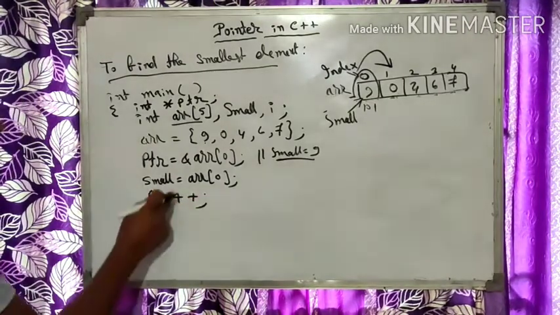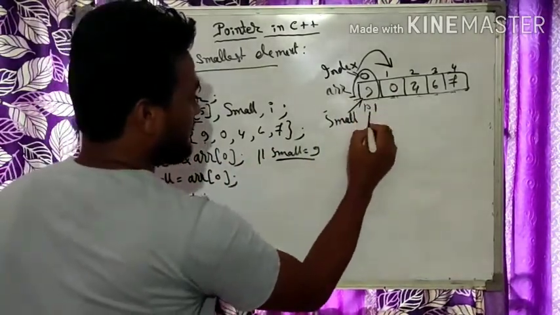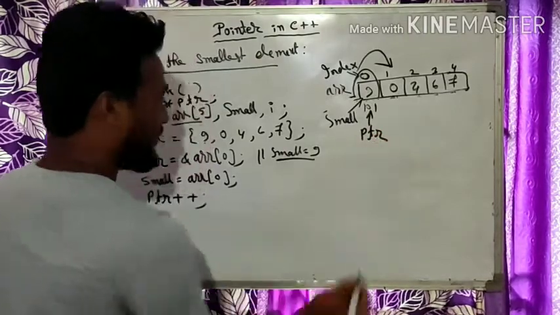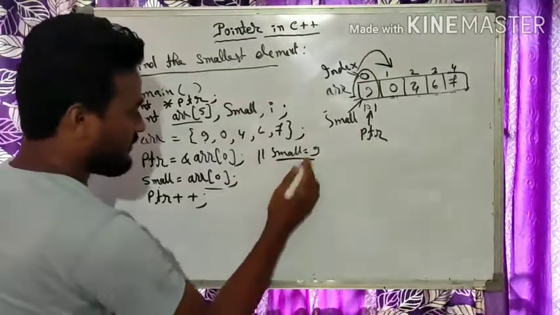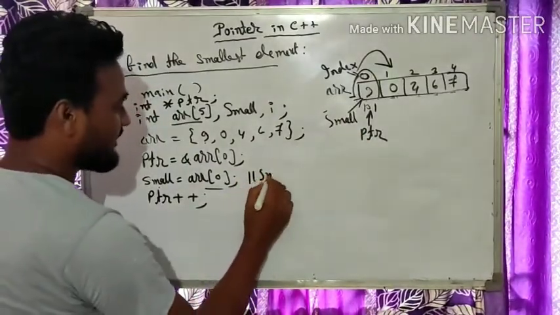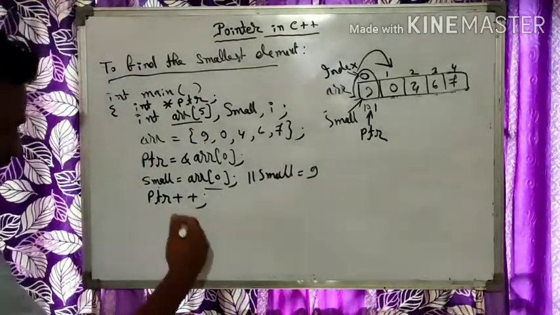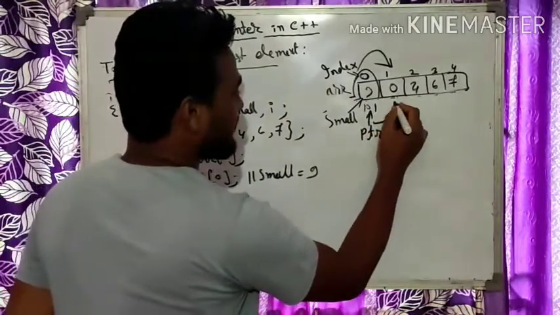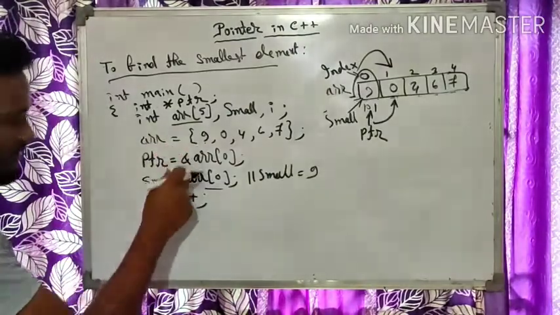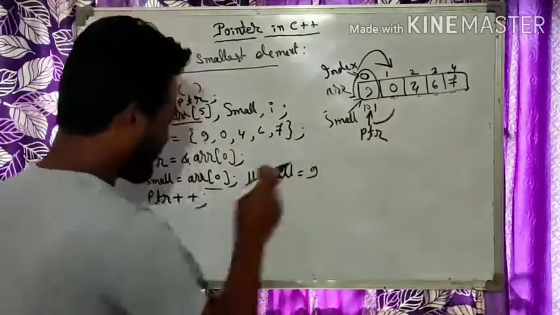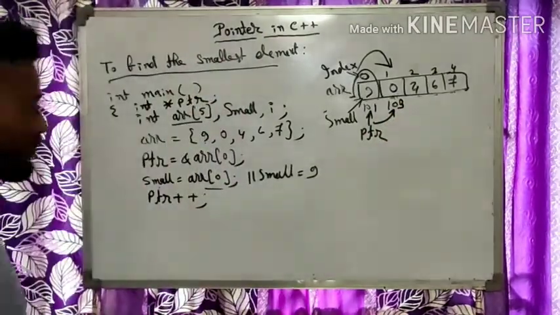Why are we doing this? Because you see here, the pointer is at 101. This 101 we are assigning to small. That means inside small, the value is 9. That means 9 we are assuming as the smallest element. Now we have to change the location to this part. As you know, if you apply this increment, the memory address will be incremented by 2, right? So the next will be 103. Now the pointer is indicating 103.